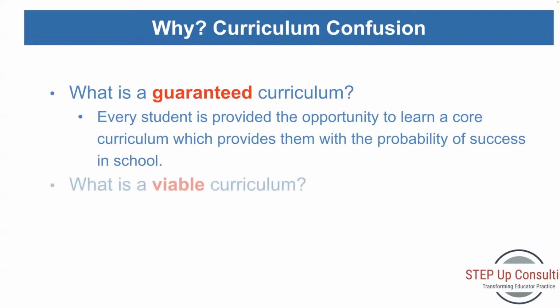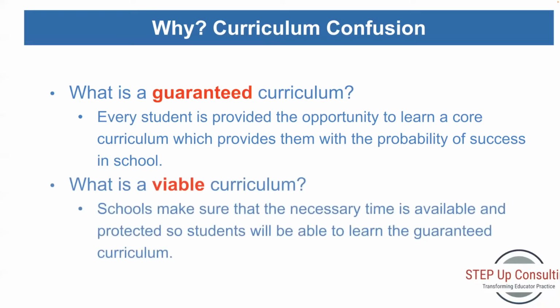So that's the guarantee. And then the viability part is just that schools give the necessary time available and protect it so students can learn that curriculum, but also we have to have a realistic time frame and pacing guide of how we're actually going to teach those standards. So this slide is really the why behind the work you're doing today. It's essential that we have a pacing guide and a plan of how we could teach our guaranteed and viable curriculum, which is our state standards.